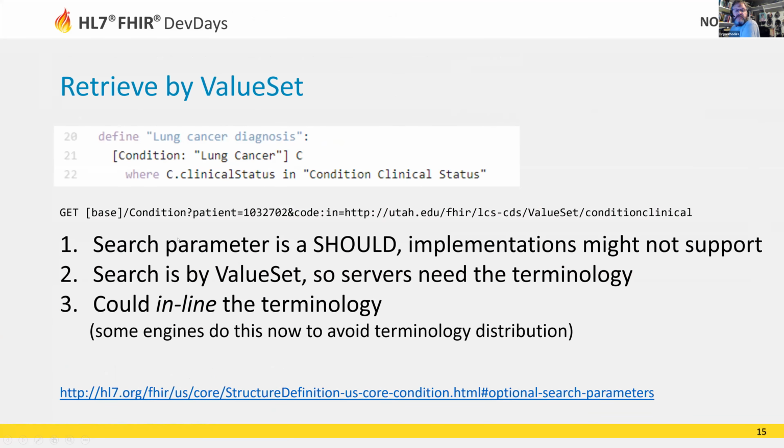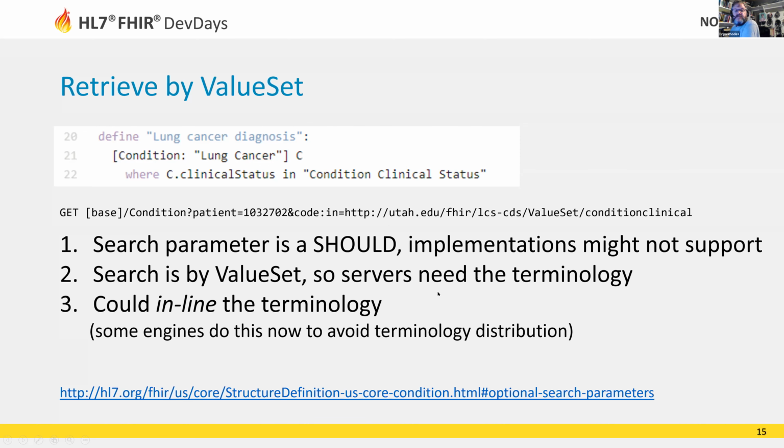You can also retrieve by value set. You can say get the base condition where the code is in. This search parameter is a should, so implementations might not support that, at least US Core based implementations. So in that case, one, the search is by value set, so the servers would actually need that terminology available to them. So that's the function of that globally unique URL for the value set, to specify where and how you could actually obtain that.